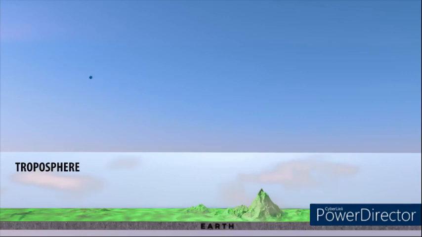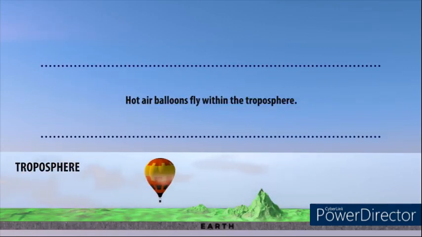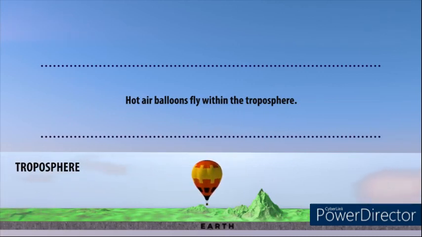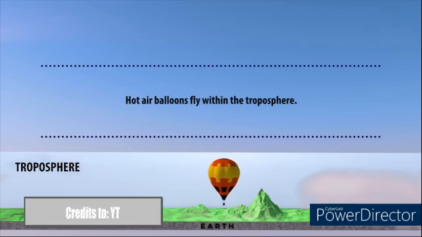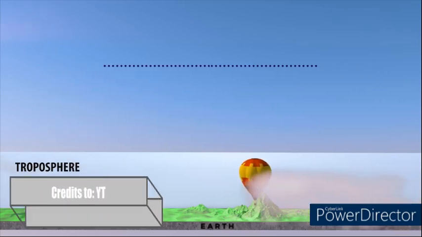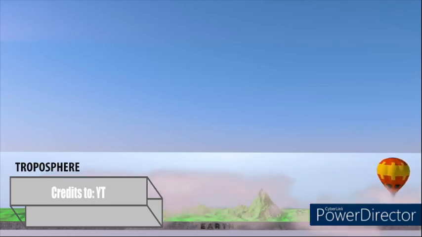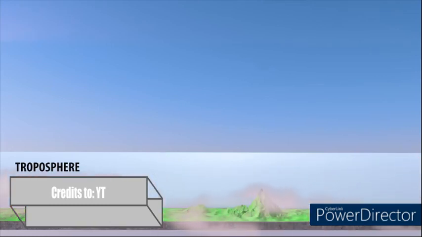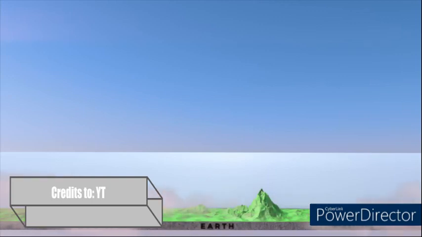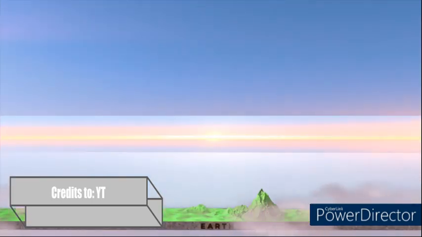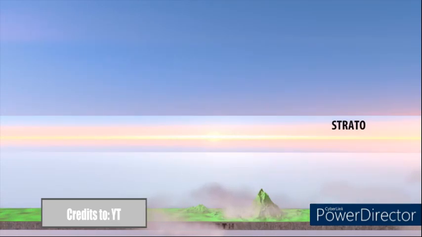We humans obviously live here within the troposphere. Hot air balloons, clouds, and birds are also found in this layer. Did you know that the temperature gets colder as we climb higher and the air pressure drops? So did you learn something about the first layer? Okay, let's now move on to the second layer, the stratosphere.